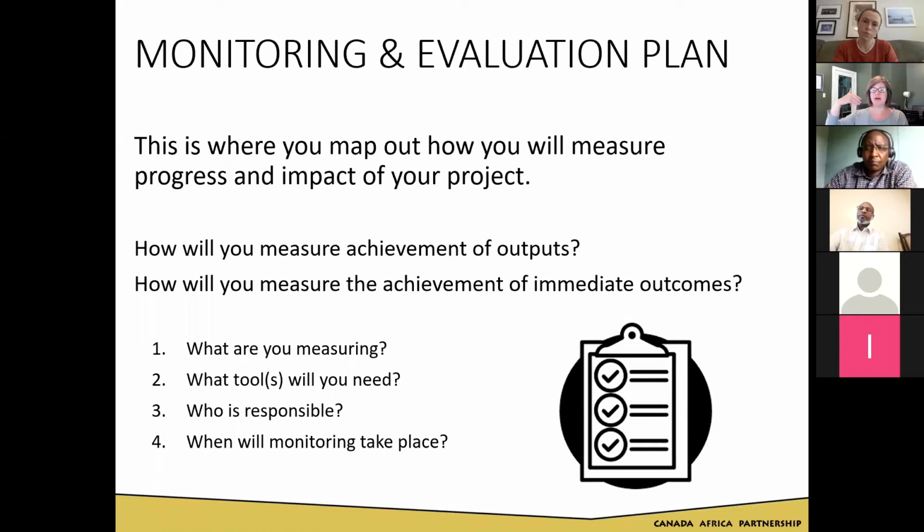So once you have done some monitoring, you've collected some data that shows you're either achieving your results or not, who are you going to share that information with? How are you going to review it as a team? Are you going to share it with stakeholders? Are you going to share it with your funders or donors?